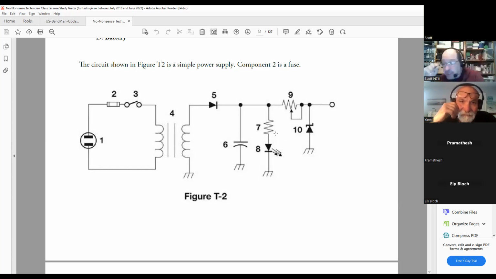Because an LED is really, really tiny, and it's only made to pull usually about 10 milliamps to light up. But internally, if you hook up a diode, once it's on, it's really on.